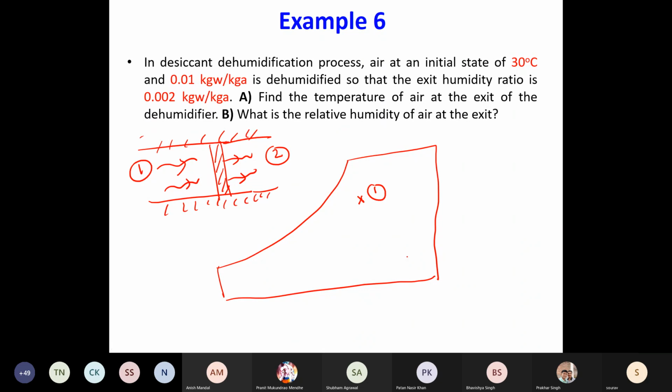What would be the process line? It will be an isenthalpic process. So H1 will be equal to H2. There is no heat transfer from outside. I am not supplying any liquid water or any steam to this box. So ultimately what you have is an isenthalpic process, and you will see if you follow this isenthalpic line, as you decrease your moisture content, the temperature keeps on rising.